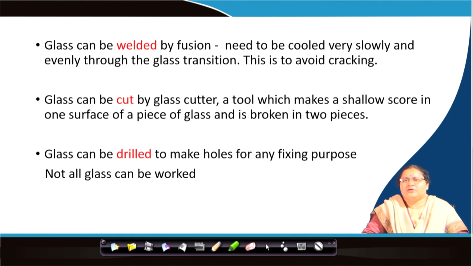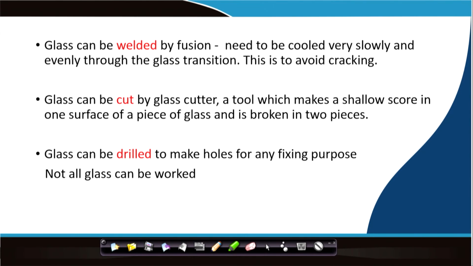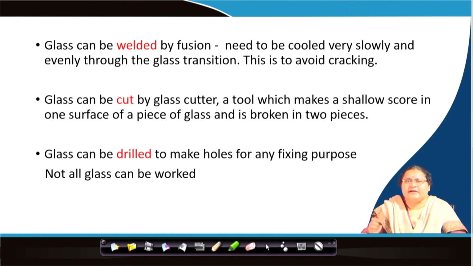Related to welding, we must be very careful, glass being brittle and having a glass transition temperature. You need to cool it very slowly because in the welding operation there is a temperature gain in the local area where it is being welded. When you are welding two glass pieces, local heat is generated in the central part where you are joining. So, you cannot go for very sudden cooling. If you go for very sudden cooling, it will lead to cracks.